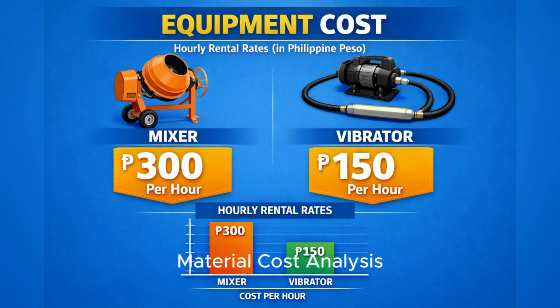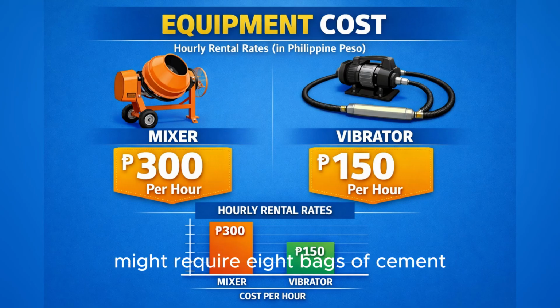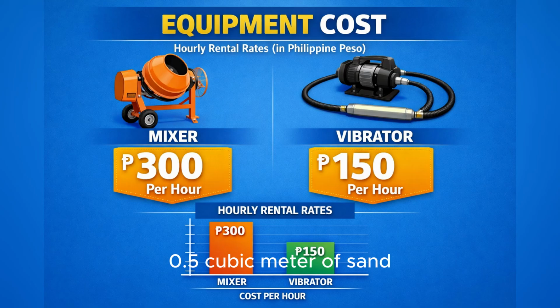Material cost analysis. Material cost begins by identifying the exact volume or quantity needed. For example, 1 cubic meter of concrete might require 8 bags of cement, 0.5 cubic meter of sand, and 1 cubic meter of gravel. DUPA assigns real consumption values instead of assumptions. When you multiply these by current market prices, you immediately get the material component of the unit cost. This demystifies pricing and eliminates guesswork.